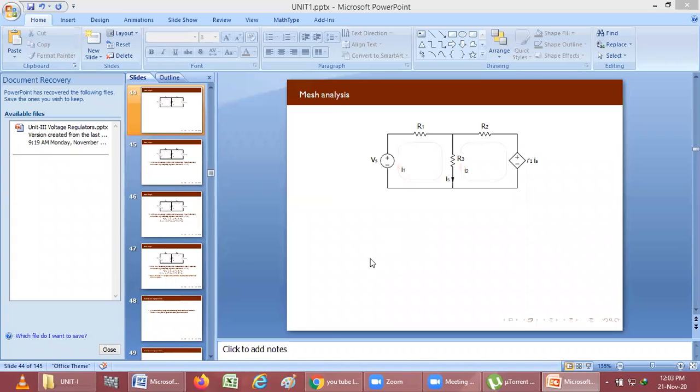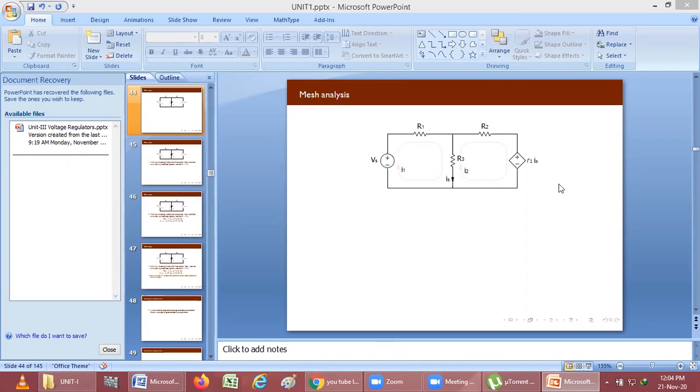Good afternoon. In today's session, we have to study the numericals on mesh analysis. So, mesh is nothing but a loop. We use mesh analysis to find the value of current by using KVL. It means that if we are supposed to use mesh analysis, we can use KVL to find the value of the unknown current.